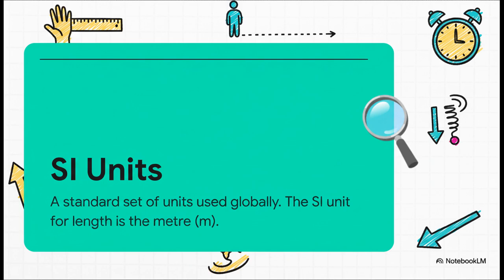And for measuring length, the most important SI unit you need to remember is the meter. Please remember this for your exam, bachcho. It's super important. The SI unit of length is the meter.